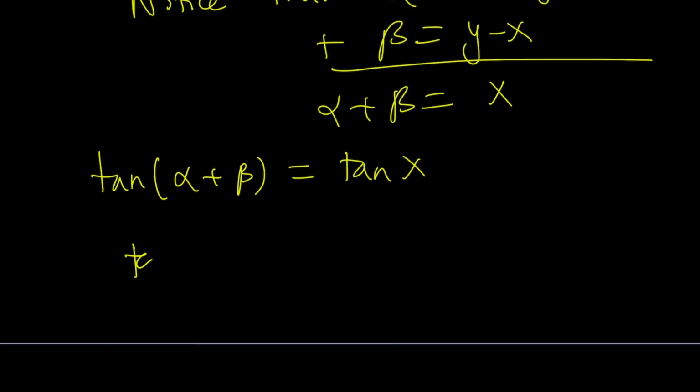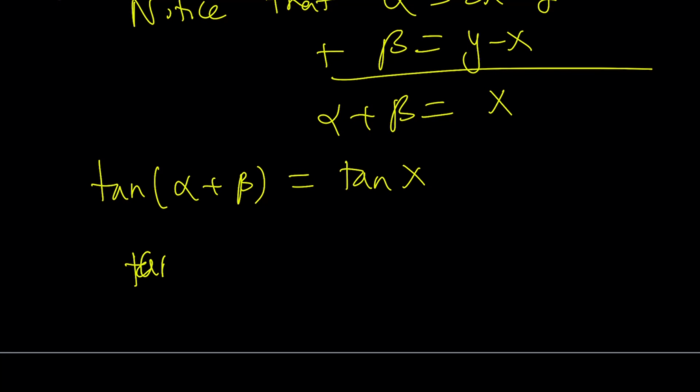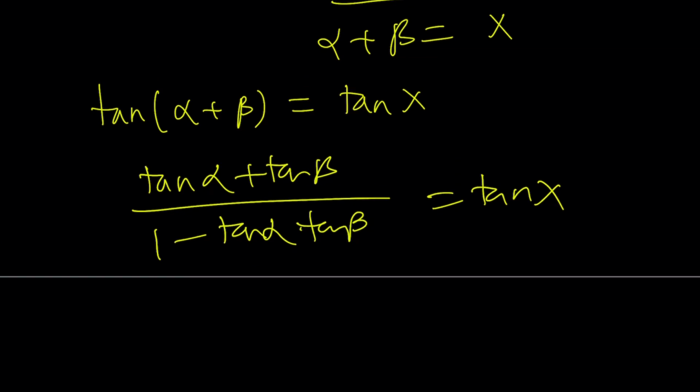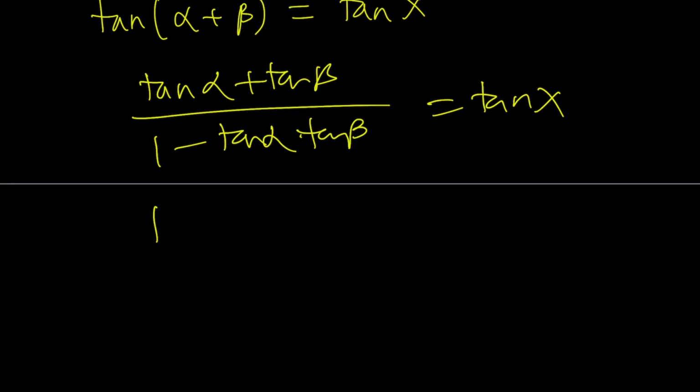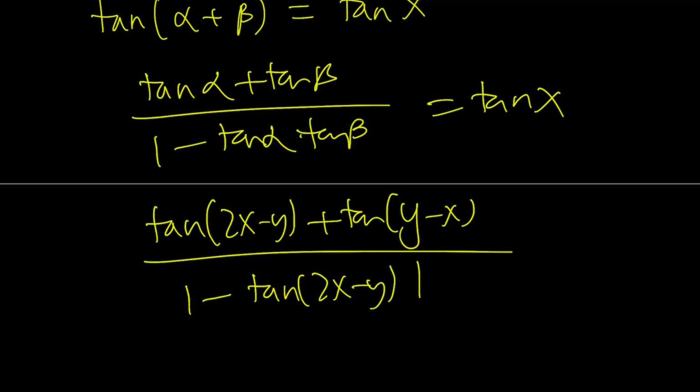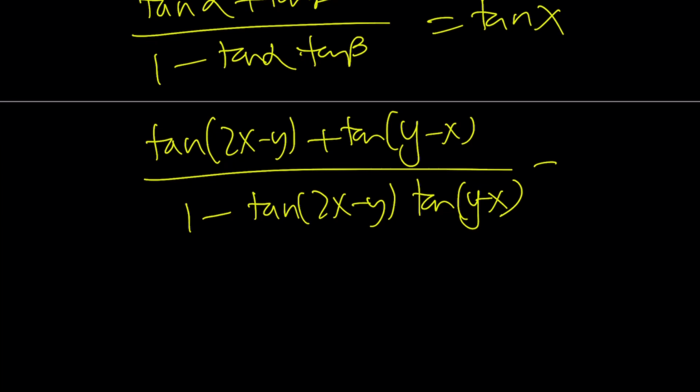We have a formula for the left-hand side, and that is tangent alpha plus tangent beta divided by 1 minus tangent alpha times tangent beta equals tangent x. And remember, we're looking for tangent x, so it makes sense. And what is tangent alpha? Alpha is 2x minus y, so we have tangent 2x minus y plus tangent y minus x, which is beta, divided by 1 minus tangent 2x minus y multiplied by tangent y minus x. And we know all these values, and this is equal to tangent x.